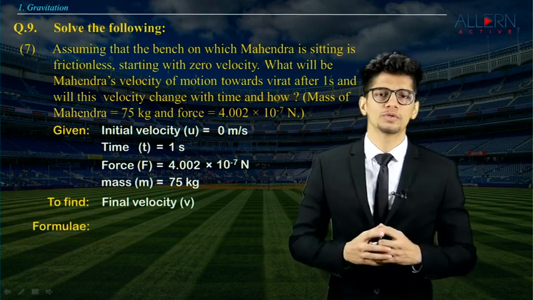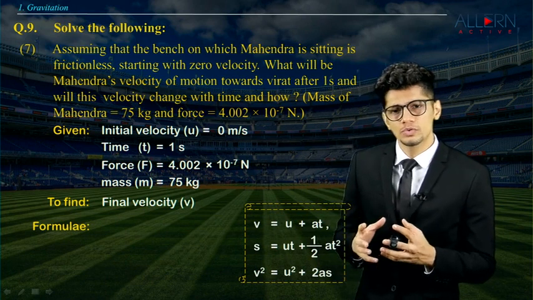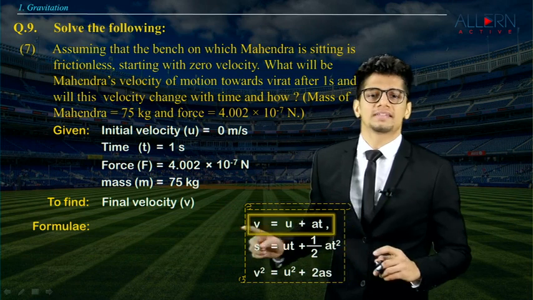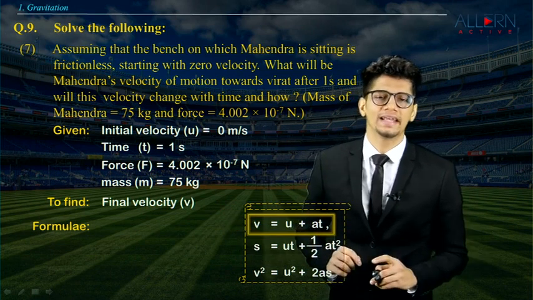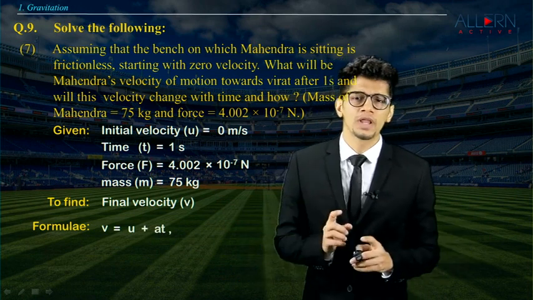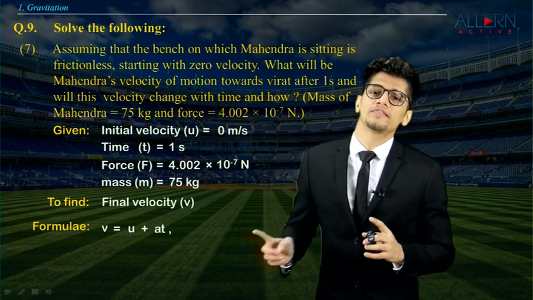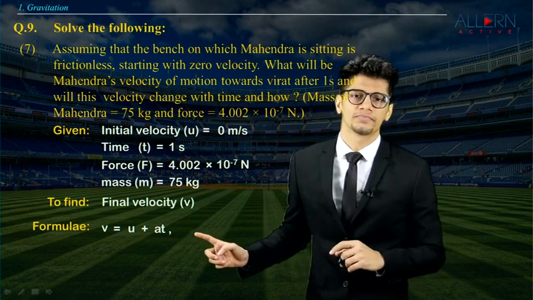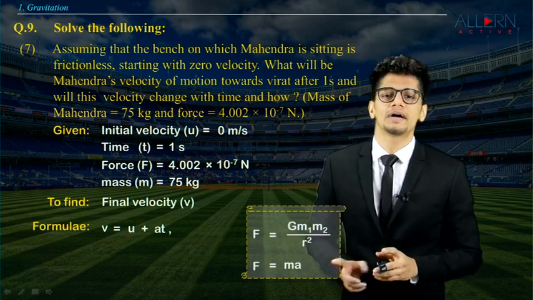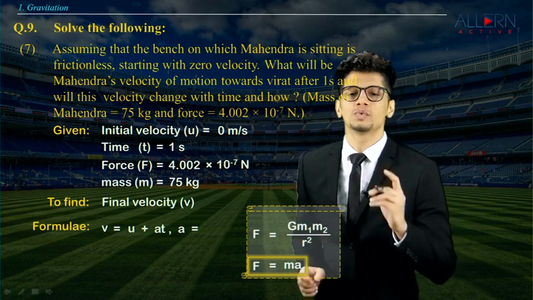Which formula do we use? Obviously we have three equations of motion, right? So which formula do we use so that we can obtain the value of v? And obviously the answer is v is equal to u plus at. But when we use v is equal to u plus at as the formula, one thing that we have to consider over here is that we don't have the value of a, that is acceleration. So to find the value of acceleration, we have to use one more formula, that is F is equal to ma, that is force is equal to mass into acceleration.